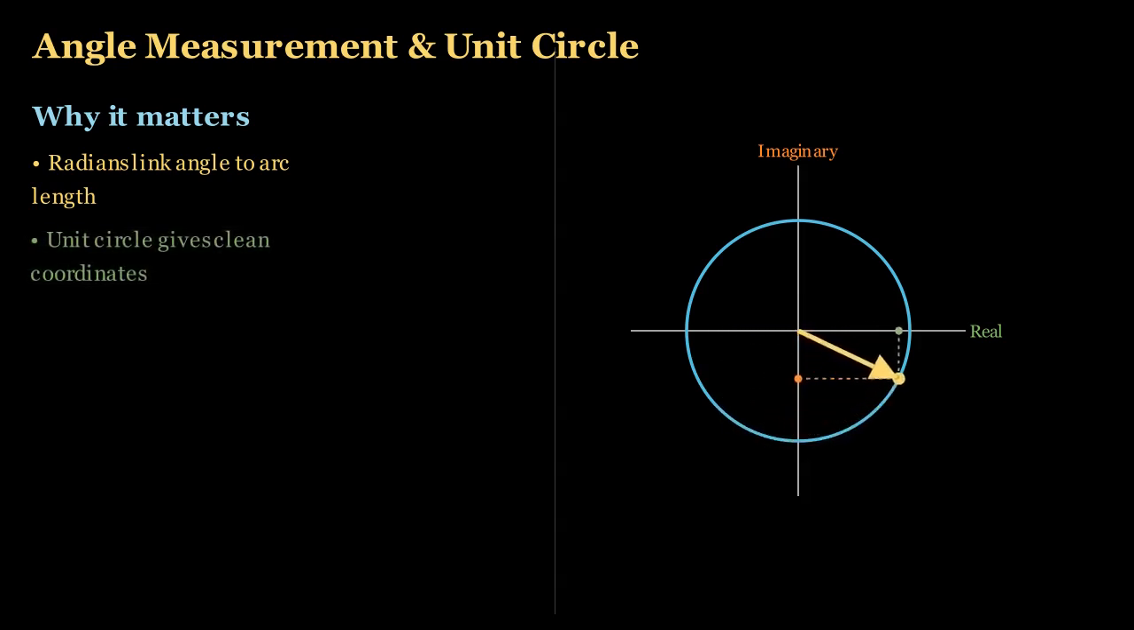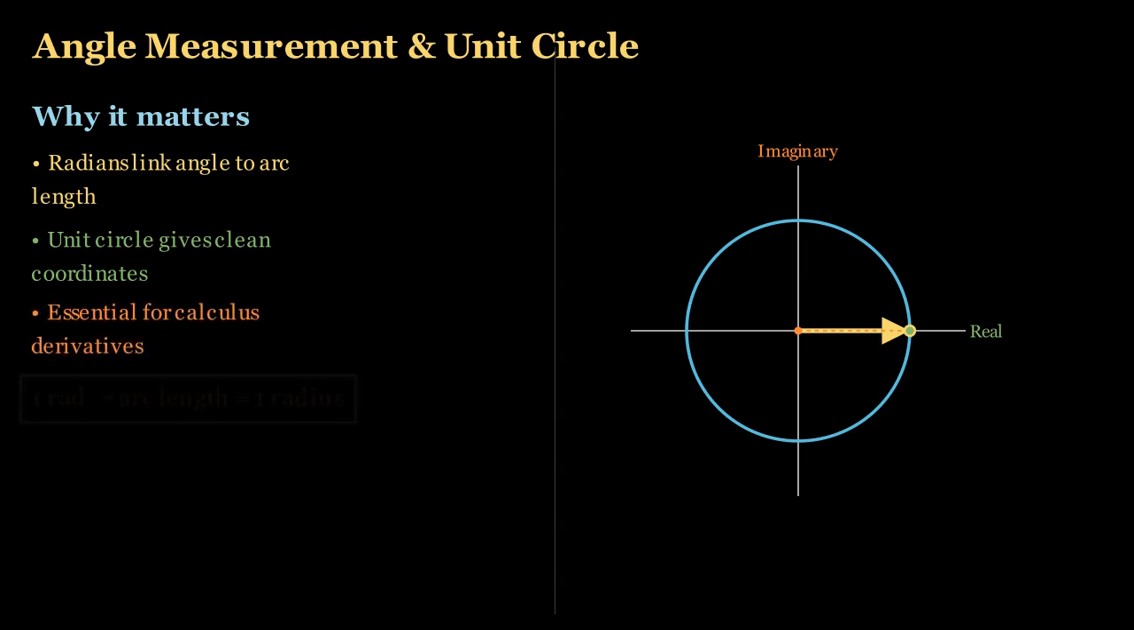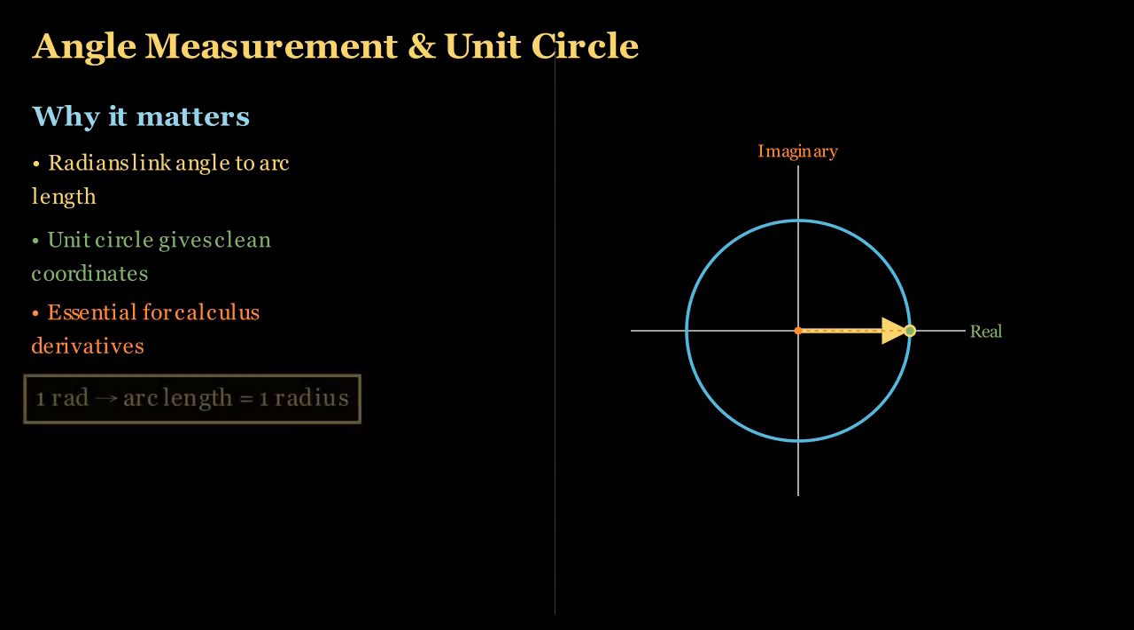The unit circle also gives us a perfect grid. Because the radius is 1, the x and y coordinates of any point on the circle are just the cosine and sine of that angle. This turns tricky triangle problems into simple coordinate problems. In calculus, when we take derivatives of sine and cosine, the formulas only stay neat and free of extra constants if we measure in radians. Degrees would leave messy conversion factors everywhere.